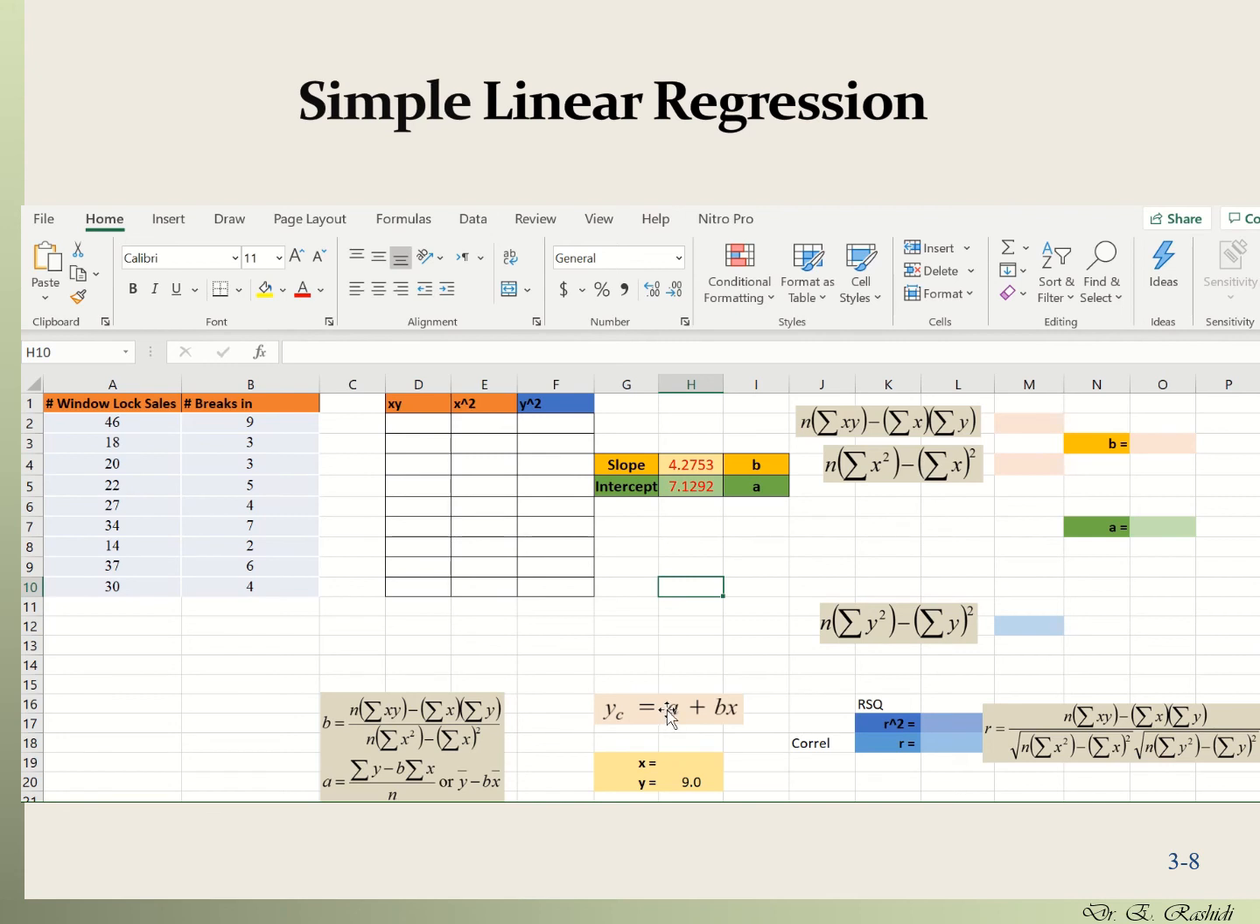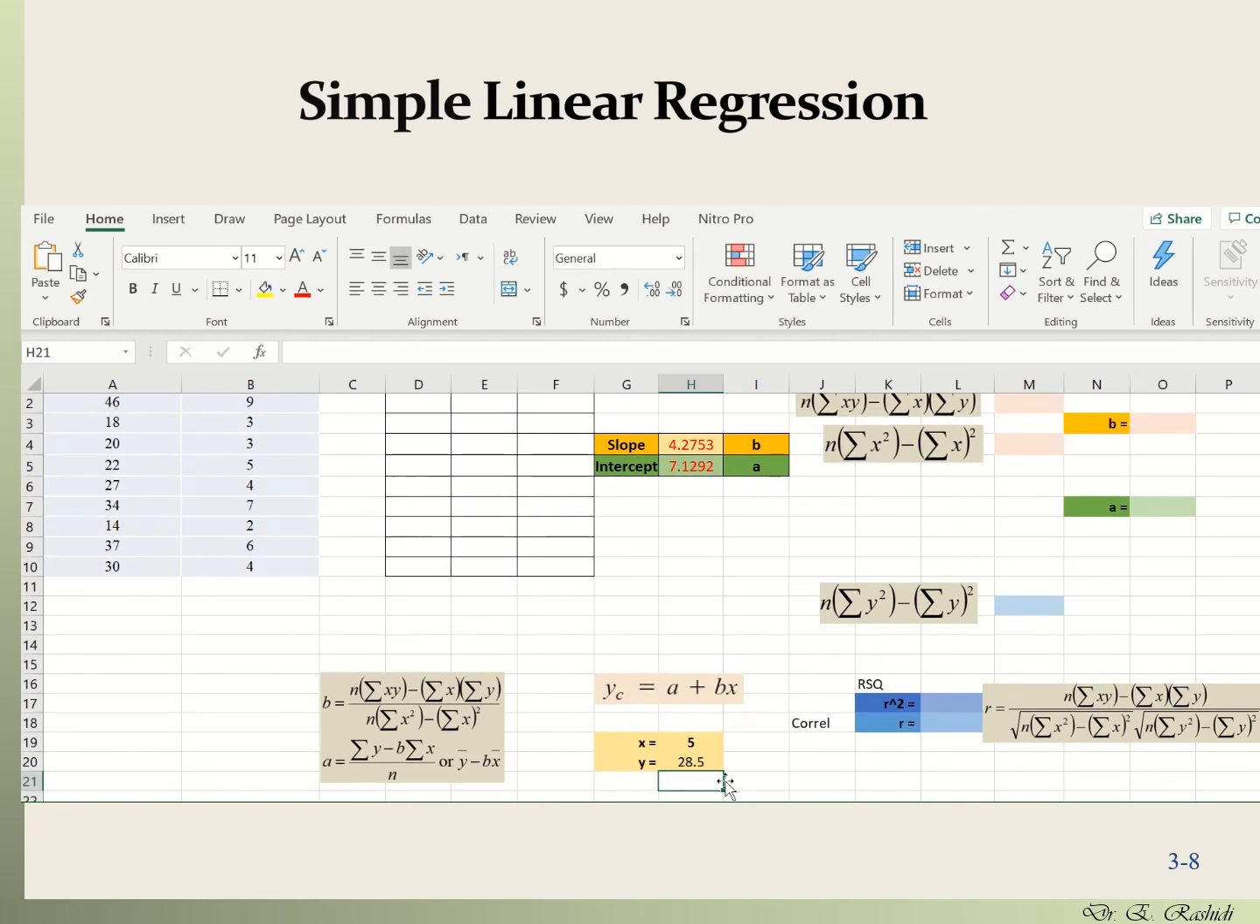We can use it to make a prediction for the problem. The problem says that if the number of break-ins is 5, what would be your estimation for the number of window lock sales? So according to the linear regression formula, that would be A, the intercept, plus B multiplied by 5. So that's about 28.5.